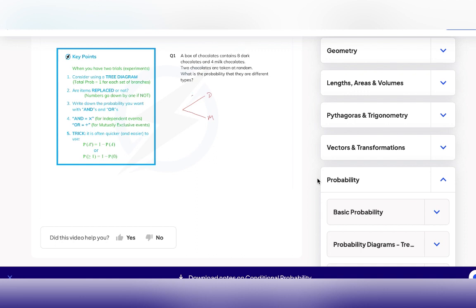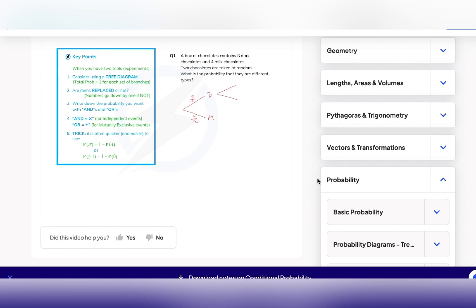So the probability of a dark chocolate is 8 out of 12, because there are 8 dark chocolates and 12 chocolates in total. And then the probability of a milk chocolate is 4 out of 12, for similar reasons. And just note that, of course, those 2 things do add up to 1. And then we need to put a second set of branches on after each choice here.